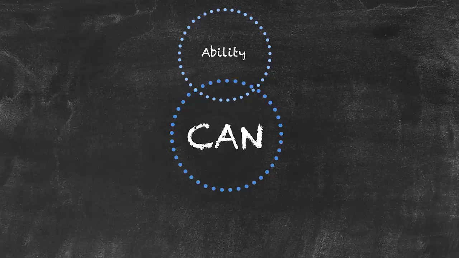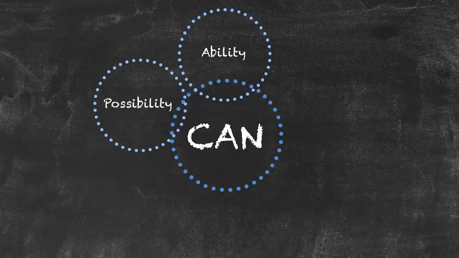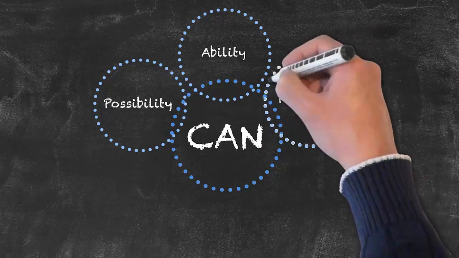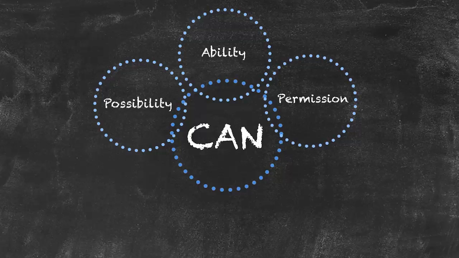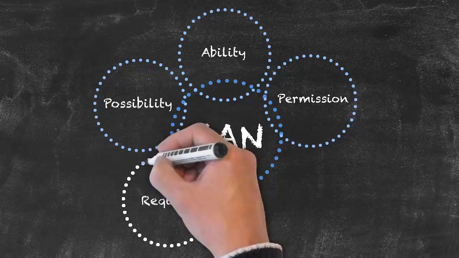And then, as we progress through the levels, we introduce further usages of the same word. Typically, for elementary level students, possibility would be the next usage that is introduced. For example, you can see a movie in a cinema, as it's possible to do it. It's not about ability. Then, as you progress, further usages will be introduced, such as permission and request. An example of permission might be, can I smoke in here? And a request, can you help me with that?